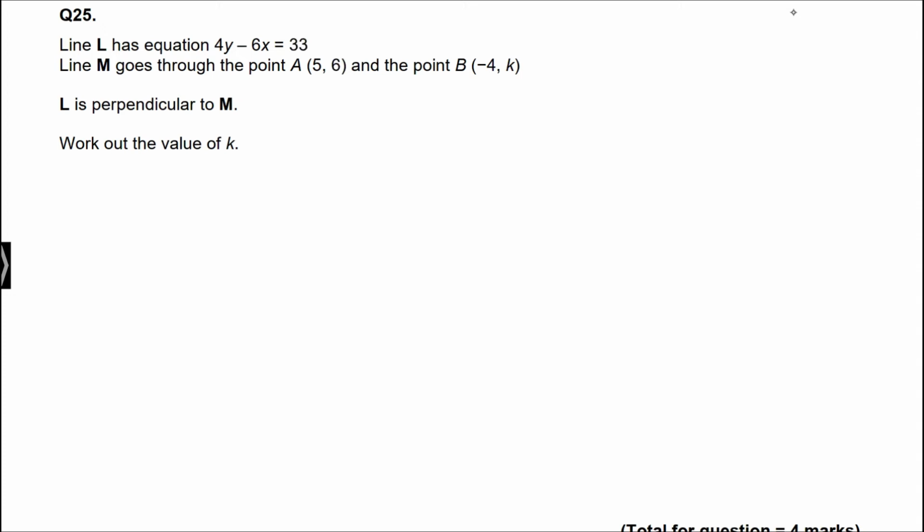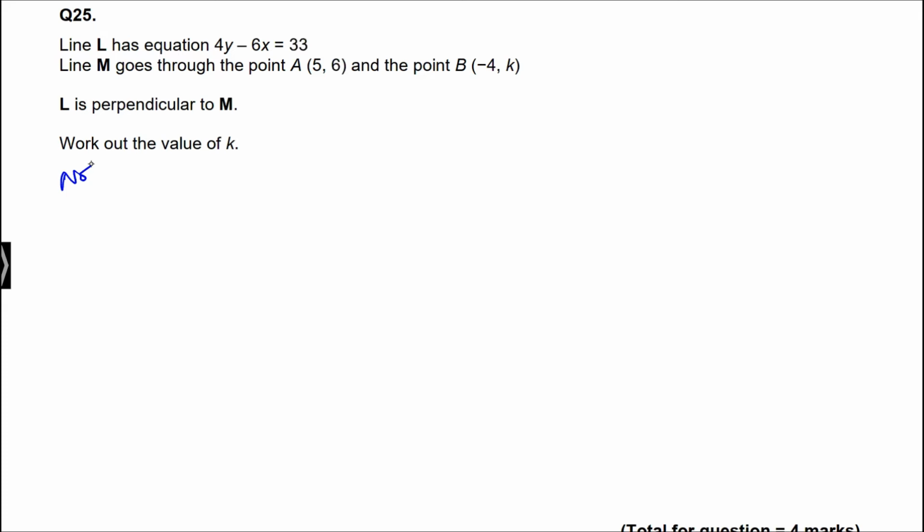In this question, we have line M and line L. Now we are informed that line L is perpendicular to line M. So what do we know about perpendicular lines? We know that if two lines are perpendicular, then their gradients will multiply to give -1.